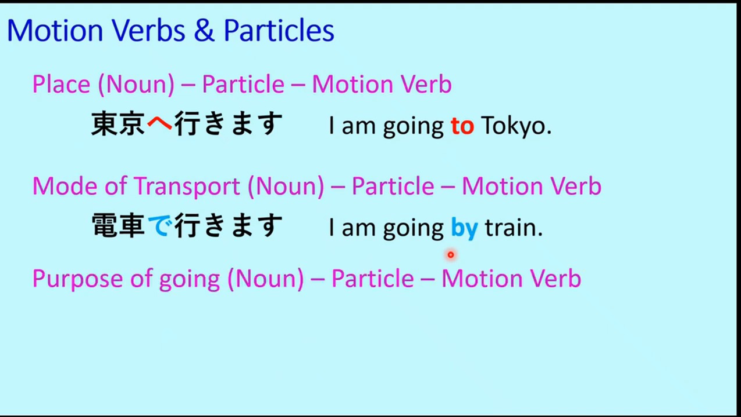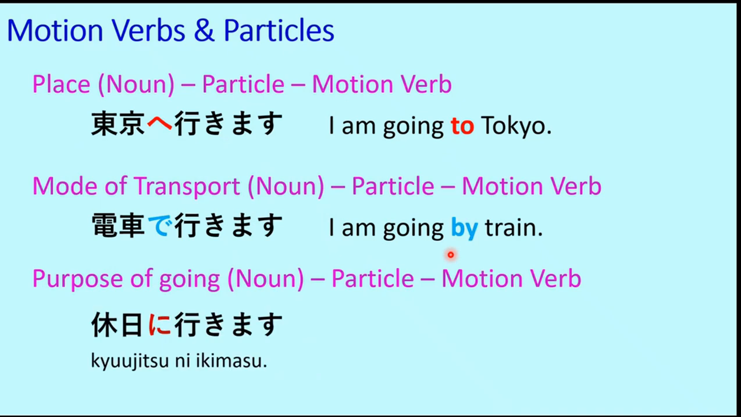Then we have the purpose of going. So till now we had the place where someone is going and the mode of transport by which he is going. But the third one is for what purpose he is going to that place. This can again be connected with the motion verb using a particle. So what is that particle? That is the ni particle. Kyuujitsu ni ikimasu. Kyuujitsu means holiday or vacation.